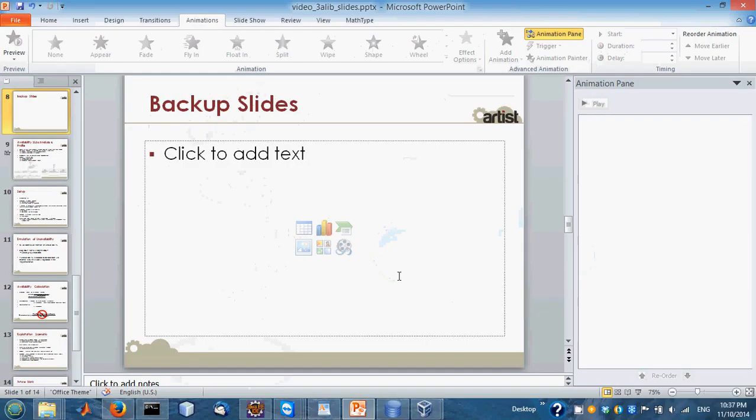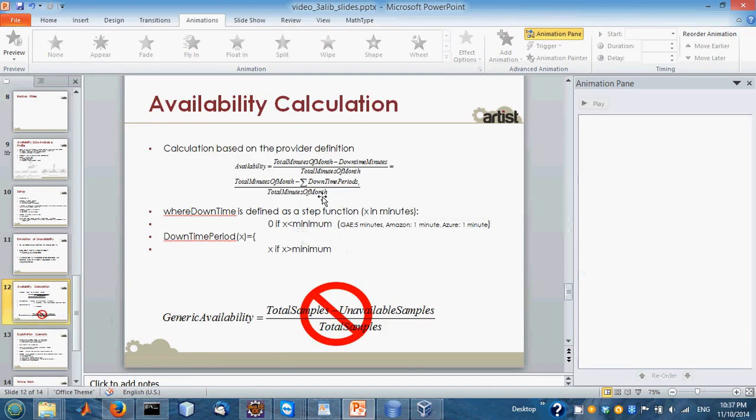Okay, just as an extra slide, the specific calculation that is followed by most providers is that this is the generic availability that is not used in the case of providers. So typically the providers have this specific formula that they use for the calculation of the availability.